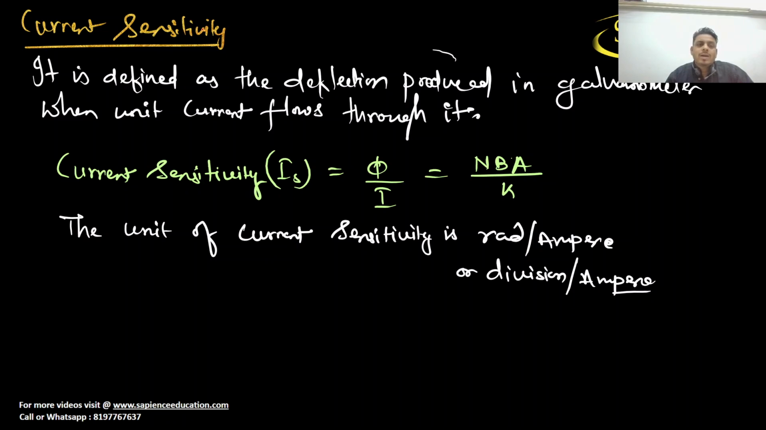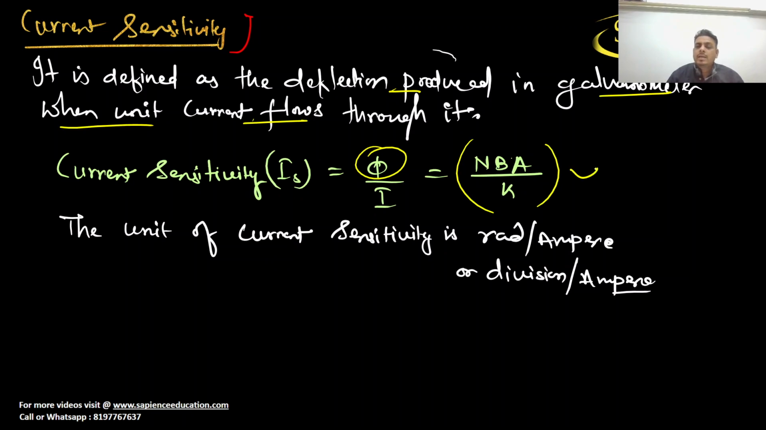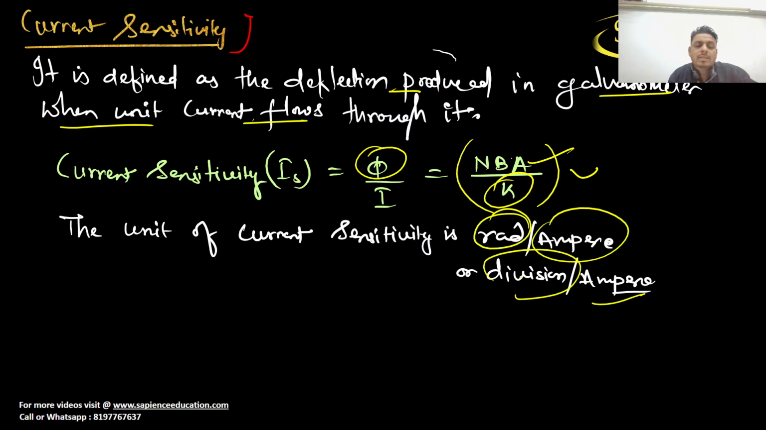Now, what is current sensitivity? Let us understand. It is defined as the deflection produced in a galvanometer per unit current. So that is phi by I. And if you put the value of phi, finally we get NBA by K. So if you want to find the current sensitivity, you put the value of number of turns, magnetic field, area of the coil, and torsional spring constant. The current sensitivity is radian per ampere, or division per ampere. So this is the current sensitivity.